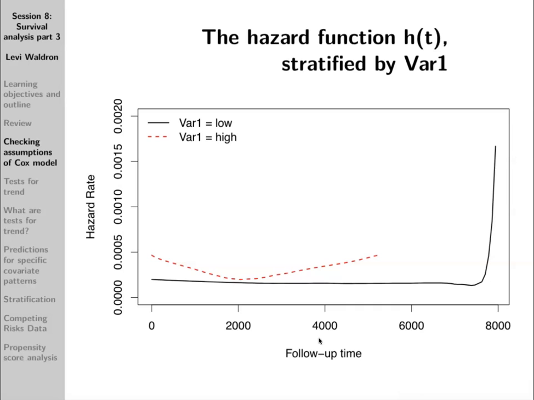Here's a plot of the hazard function stratified by our categorical variable, and we see again here what looks pretty much like proportional hazards, that the var 1 equals high, this red dotted line, is higher, it's shifted above. It's not perfect, but you have to remember there's sampling variation in here as well.